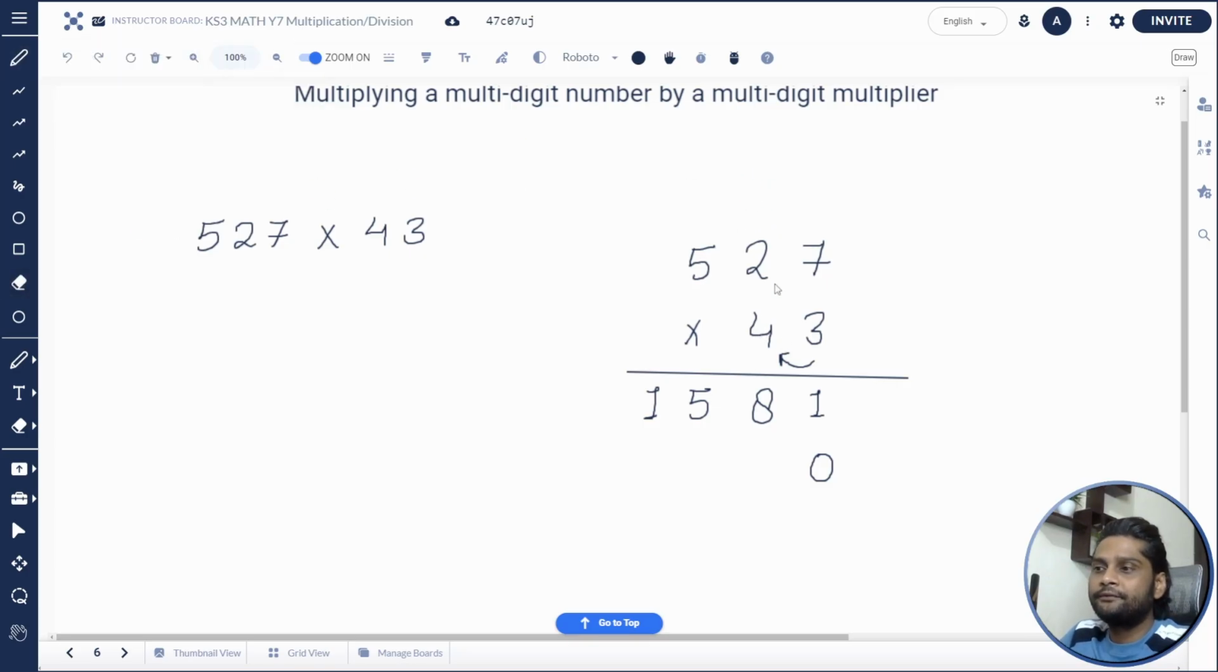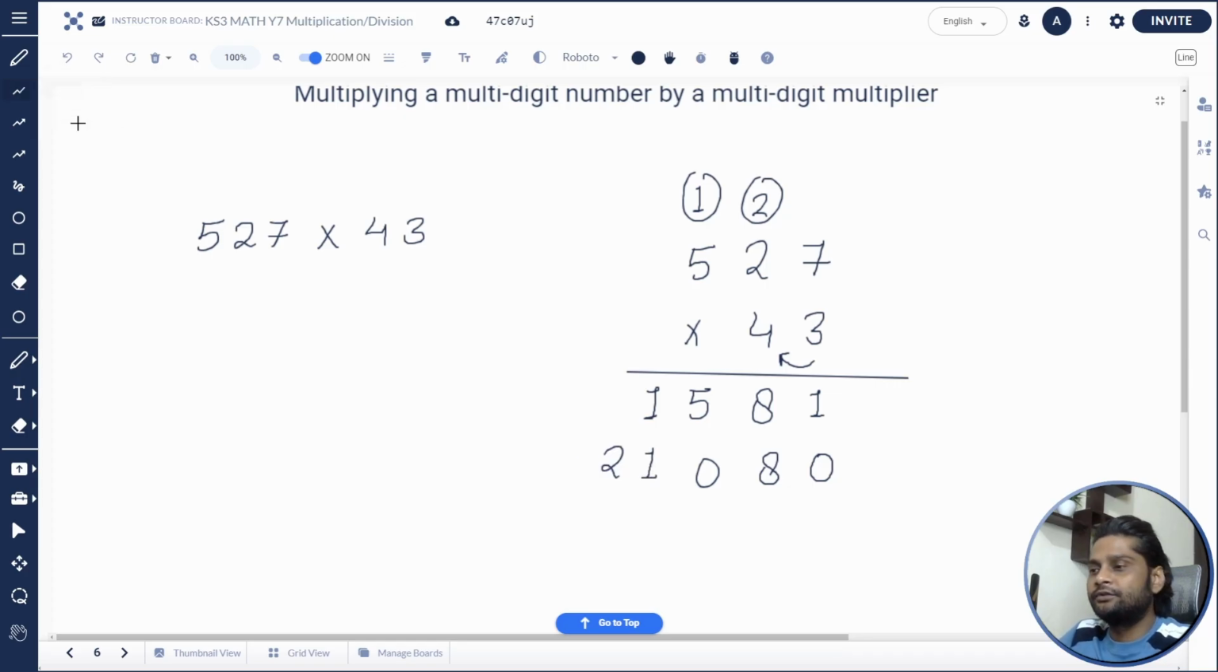Let's now multiply 4 by 7, we get 28. Now 2 is carried to the next number. Now 4 times 2 is 8, 8 plus 2 is 10. Now 1 is carried to the next number. And then 4 times 5 is 20, 20 plus 1 is 21.